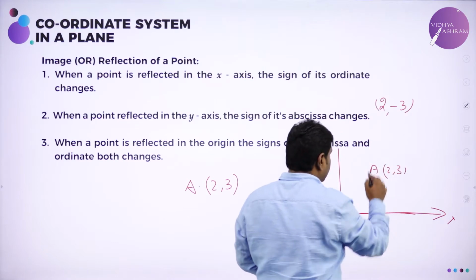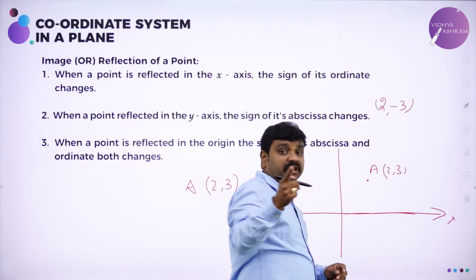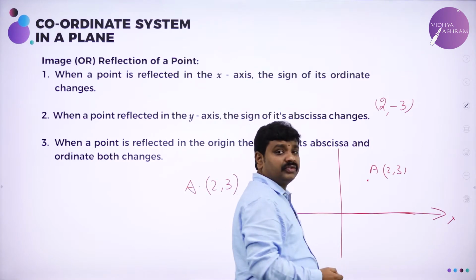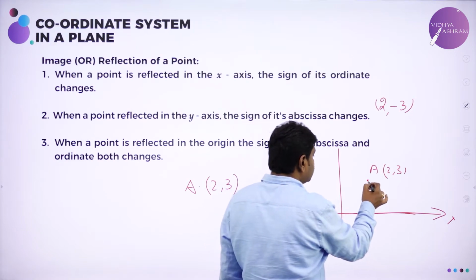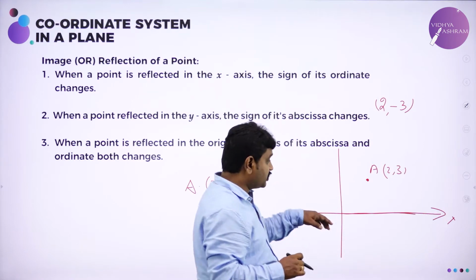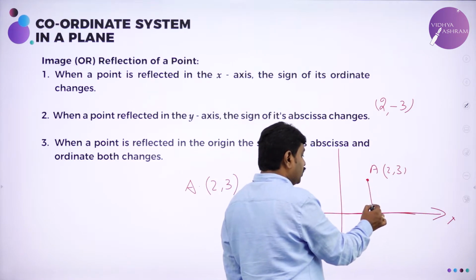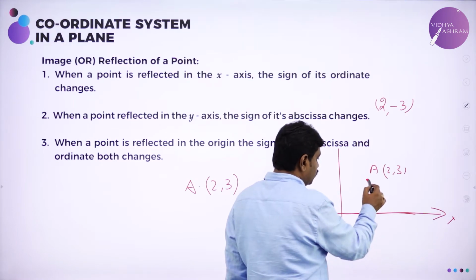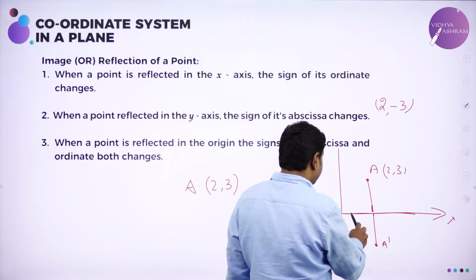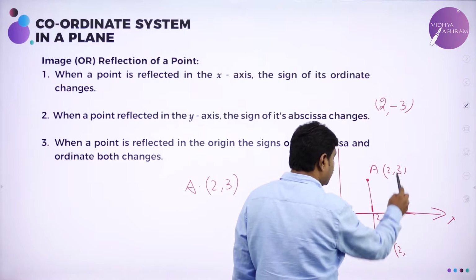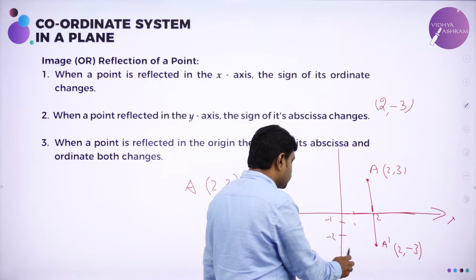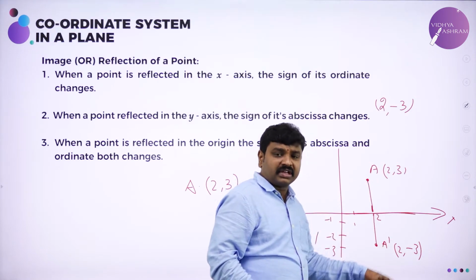That's it. Image of A is A dash, which is 2 comma minus 3. Plus, minus means x positive, y negative, which is the fourth quadrant. You studied in physics optics, or in high school, that if there is a mirror, the distance of the object in front of the mirror will be the same as the distance of the image. So for A dash, the x value remains the same, but the y value becomes minus 3. So it came to the fourth quadrant.